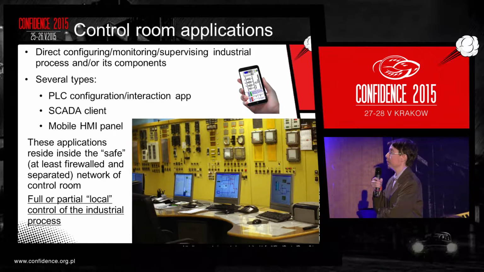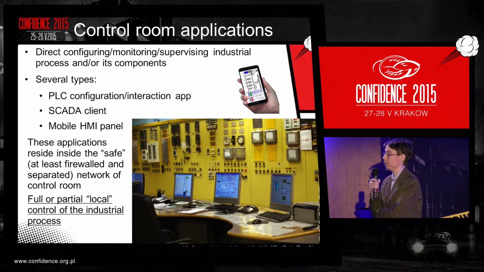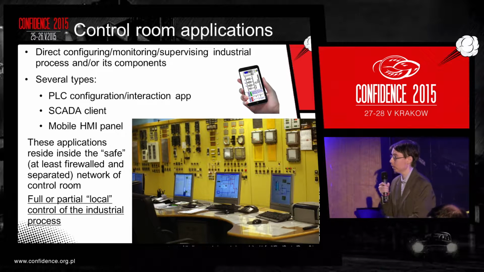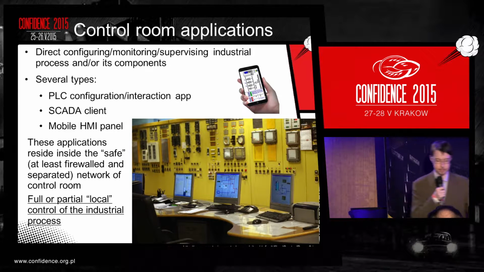So control room applications do direct configuring, monitoring, or supervising of the industrial process or its components. These applications reside inside a safe or at least firewalled network, separate from other network segments in the control room. And they have full or partial local control of the industrial process.